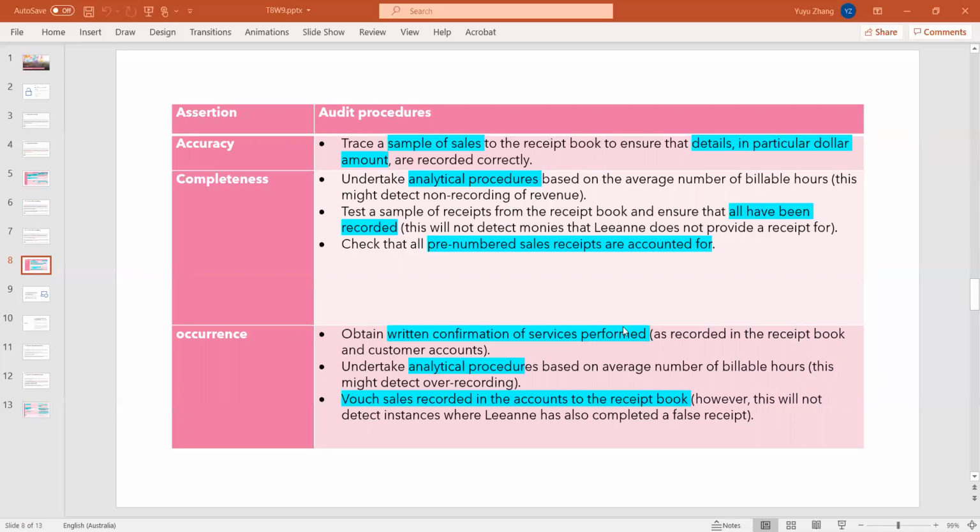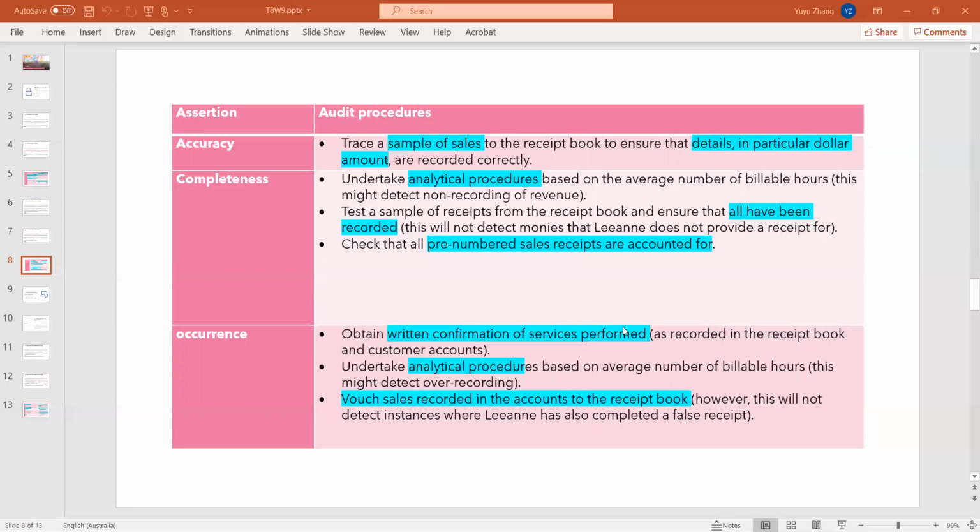Completeness. Usually completeness will be quite different, the opposite of the occurrence assertion, right? For the completeness of the sales, you are going to undertake analytical procedures based on the average number of billable hours. Also, you could take a sample test of receipts from the receipt book to ensure all of those that happened have already been recorded.